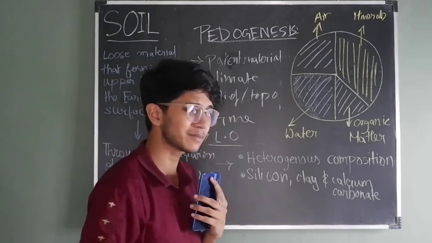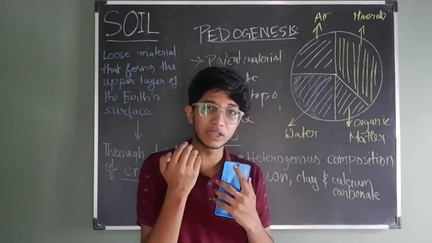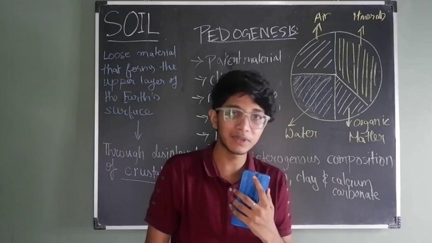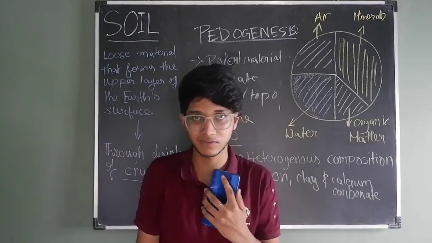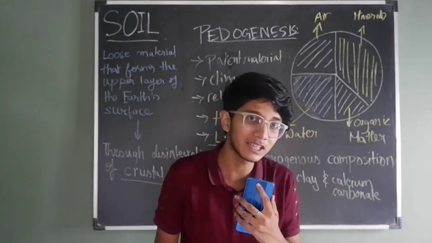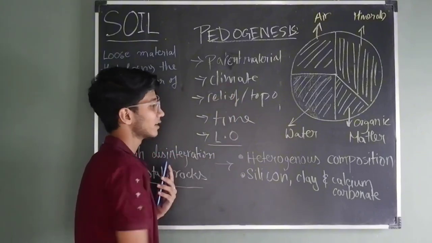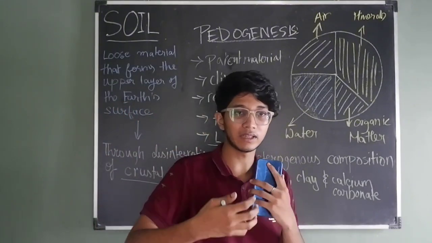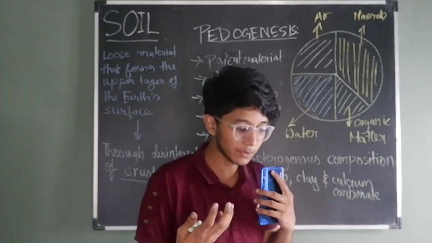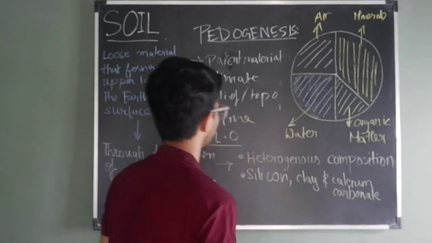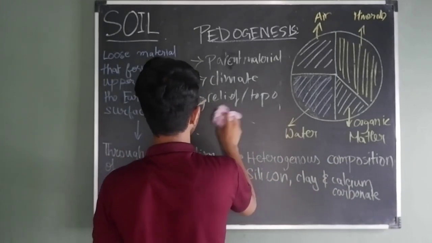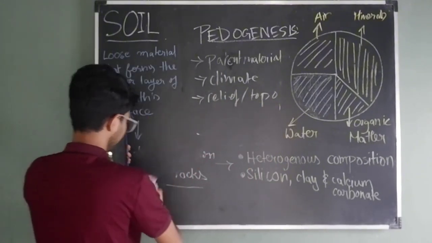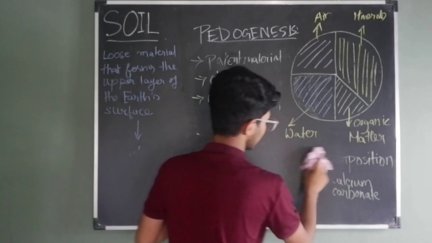Parent material. How is parent material important? Due to the presence of parent material, the soil is being formed. You need something for the formation of soil, and that is the parent material. Why is climate important? The heating and the cooling. For example, when the rock expands. Climate, okay, we have gone through this topic.